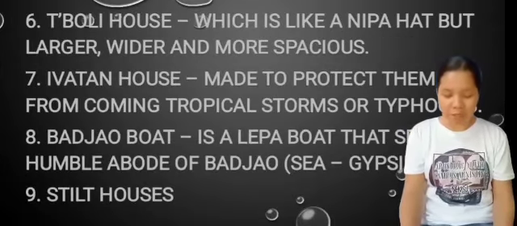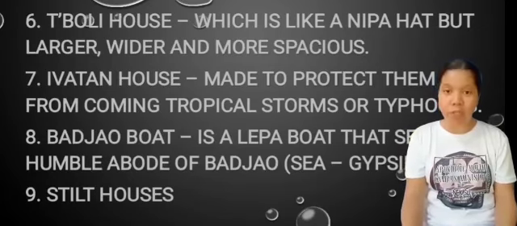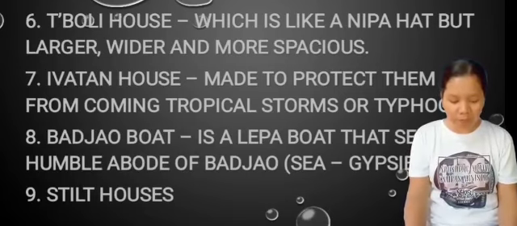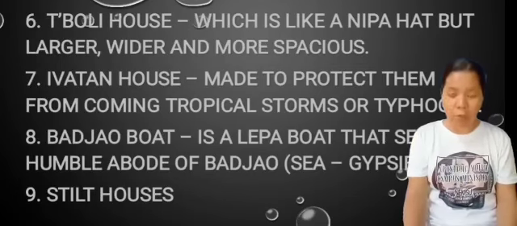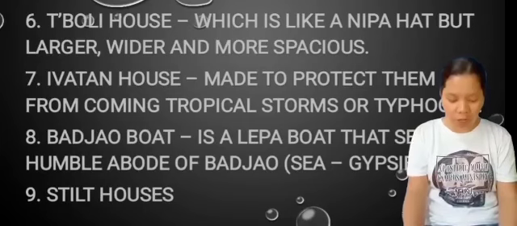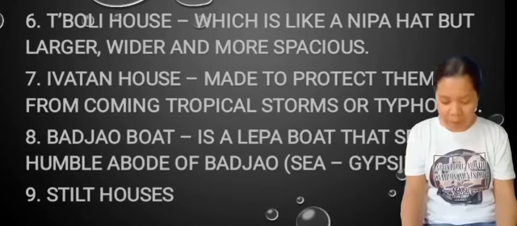Tboli House, which is like a nipa hut but is larger, wider, and more spacious, and which is found in Lake Sebu. Ivatan House. This is designed to protect them from coming tropical storms or typhoons, which is seen in Batanes Island. Bajau Boat is a lepa boat that serves as the humble abode of Bajau, also known as sea gypsies, which is also found in Sibutu, Tawi-Tawi, and Bongao.